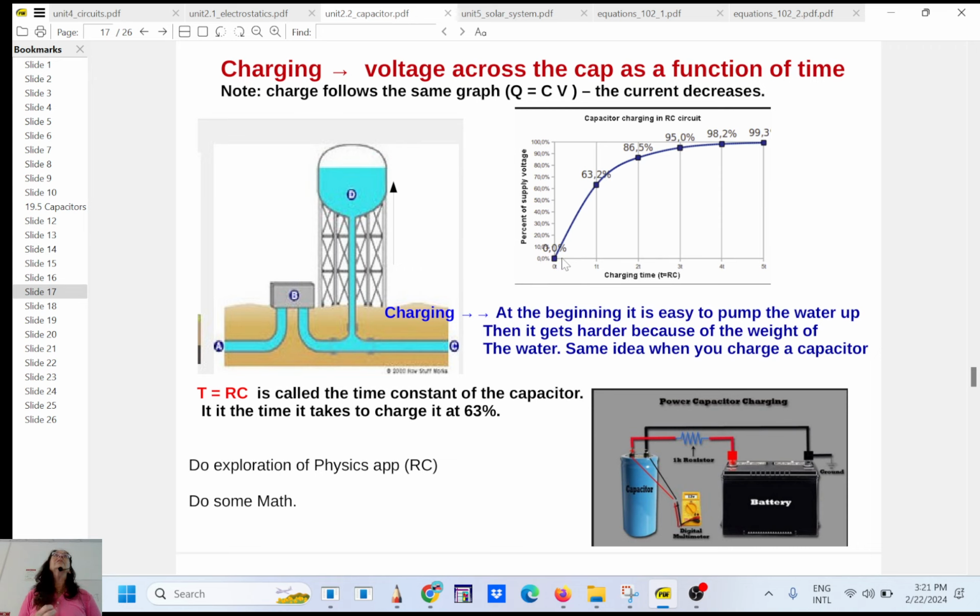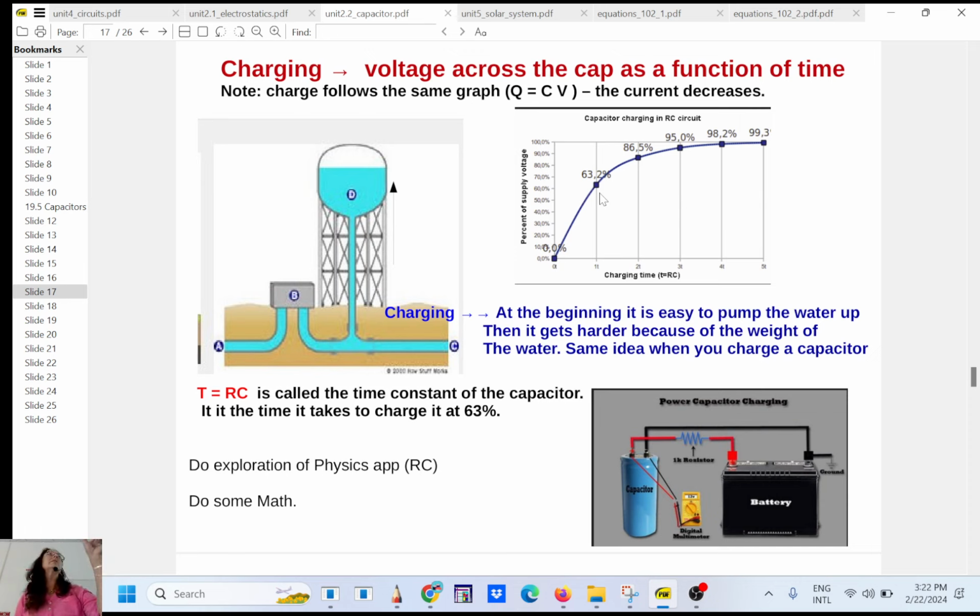So when you are charging a capacitor, it works the same way. Here you have the charge, which is like the voltage across a capacitor. So charge is proportional to voltage. Here you have the charge inside the capacitor, and here you have the time. At the beginning, it's easy. And as the time passes by, it gets harder and harder, and it takes a long time to charge your capacitor.